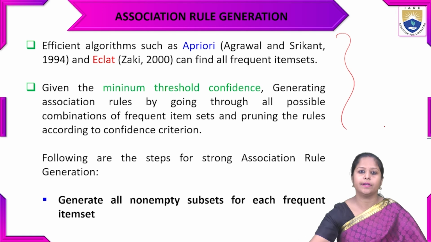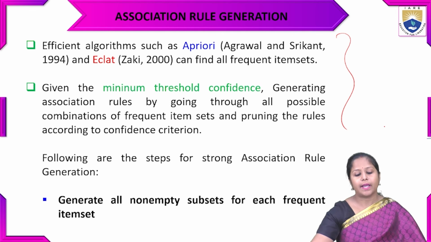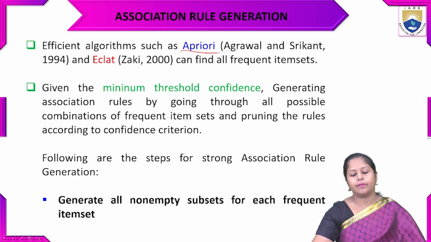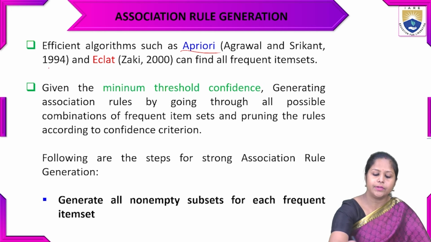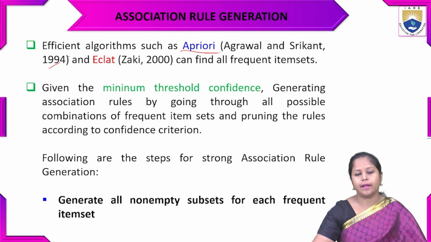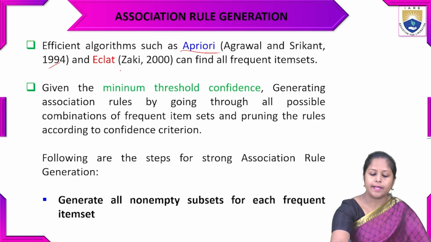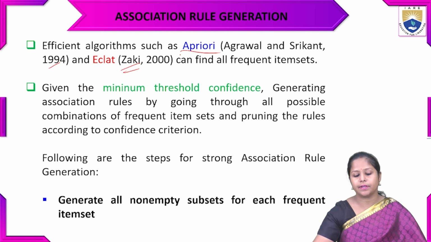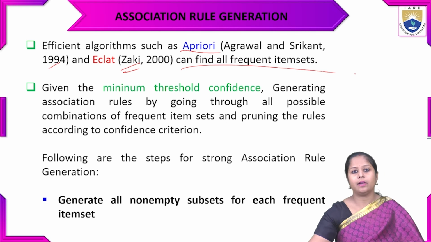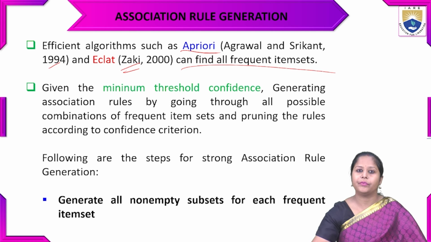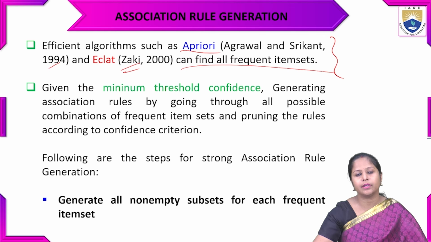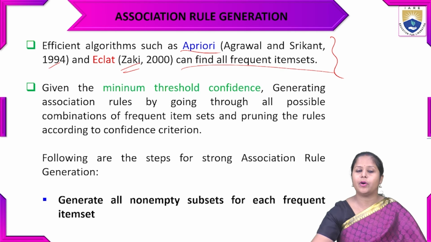So how are we going to generate the association rules? The efficient algorithms for that, as I have said, are Apriori, invented by Agrawal and Srikant in 1994, and Eclat, which was implemented by Zaki in the year 2000. These can give all possible frequent item sets. These are only two examples of algorithms. If we apply them, we will get the maximum possible frequent item sets from the transactions.